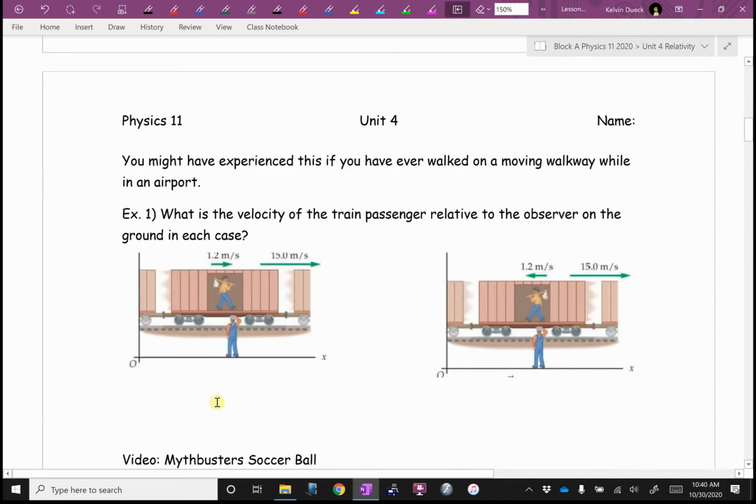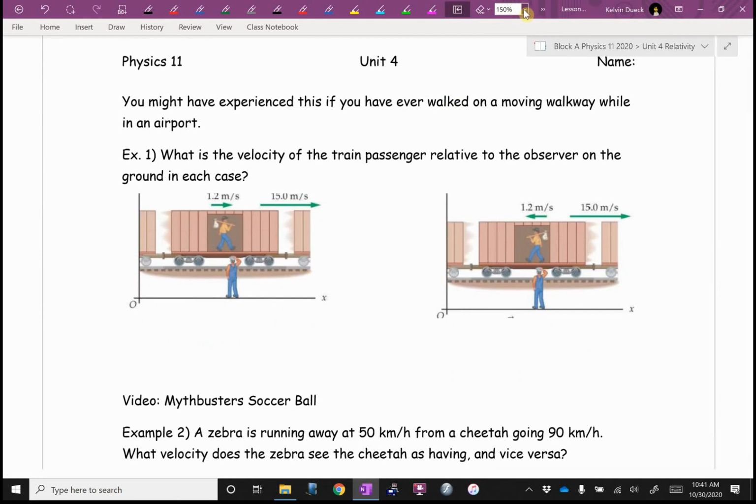You might have noticed this if you've ever walked on one of those moving walkways at an airport. Look at the person who's, for some reason, not using the walkway, and it feels like they're walking backwards, even though their legs are moving forwards, because you're passing them. Okay?